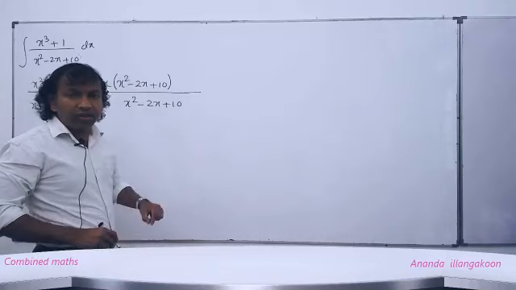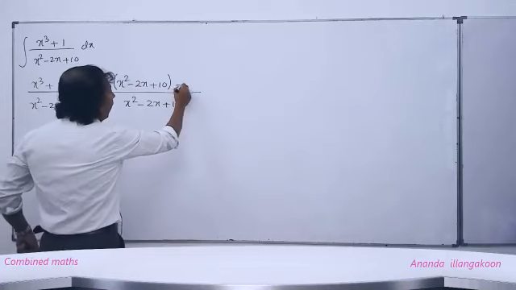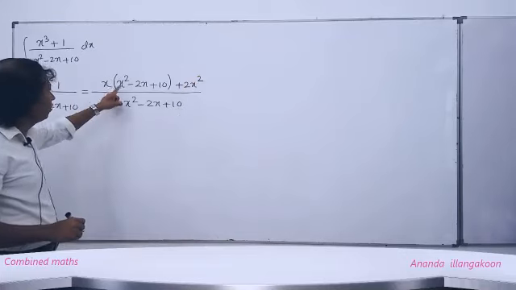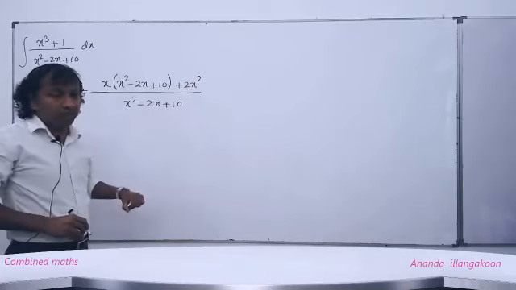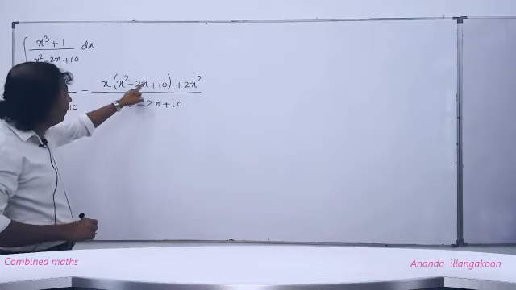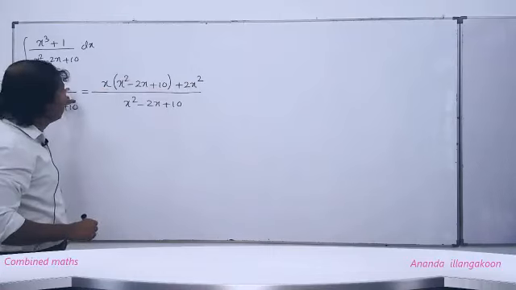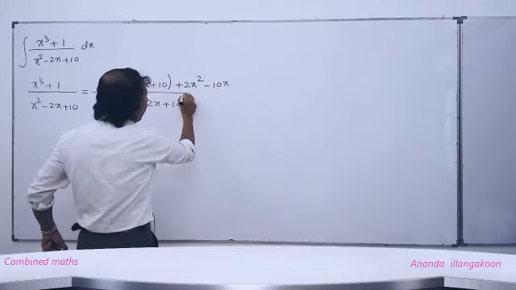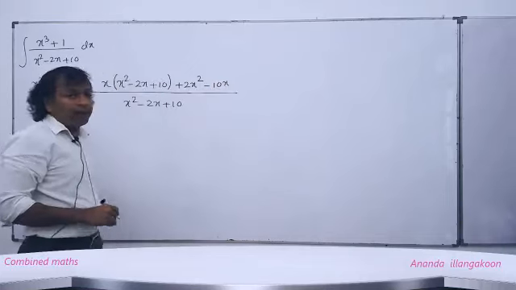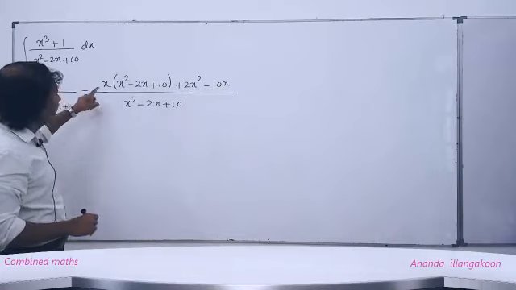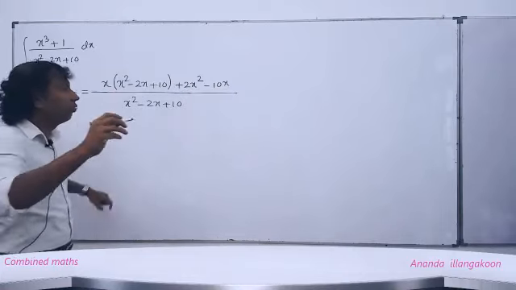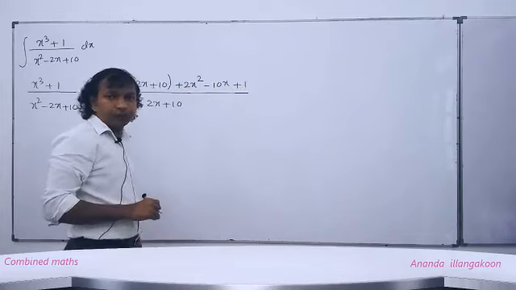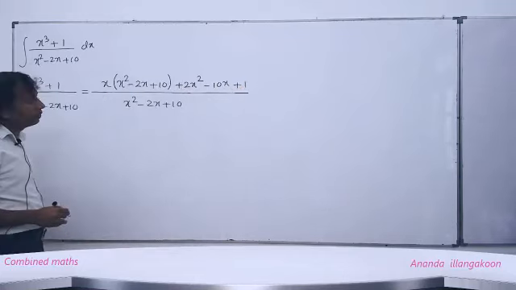To eliminate that, the best way is, people, add 2x squared. Then minus 2x squared and plus 2x squared will cancel out. What do you get next? 10x comes in. But here we don't have 10x, so subtract that 10x also. But here we have 1, people. Now this numerator is lacking 1, then put 1. Understood?